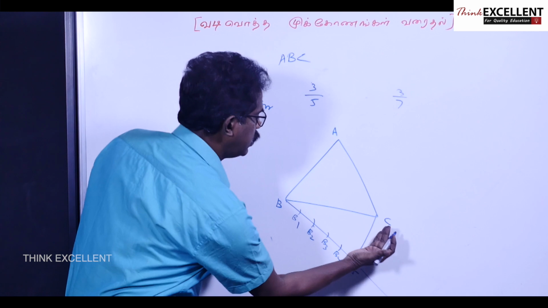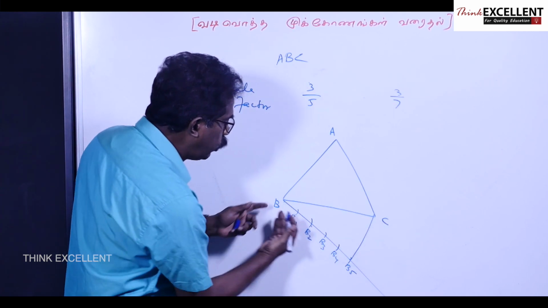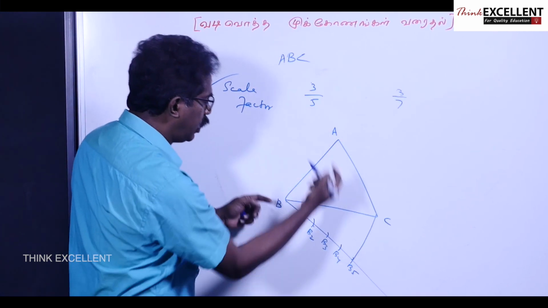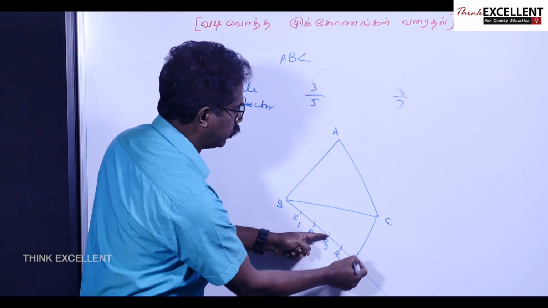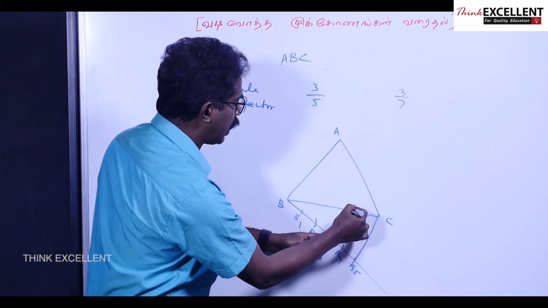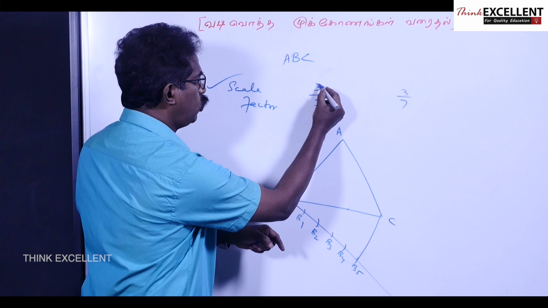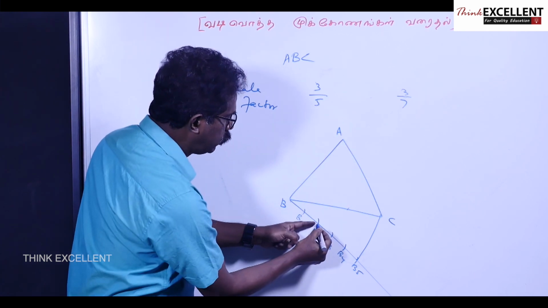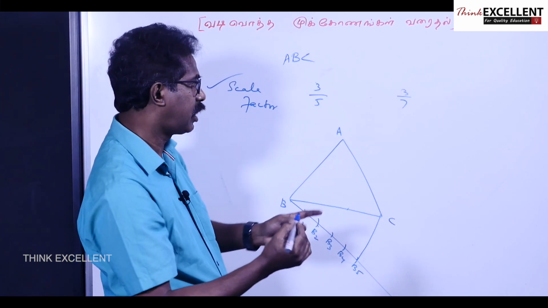Now for this you draw a parallel line, which depends on this. Here 3 is there, so at B3 you draw a parallel line to this. If it is 2 by 5, at B2 you draw a parallel line. How to draw a parallel line?